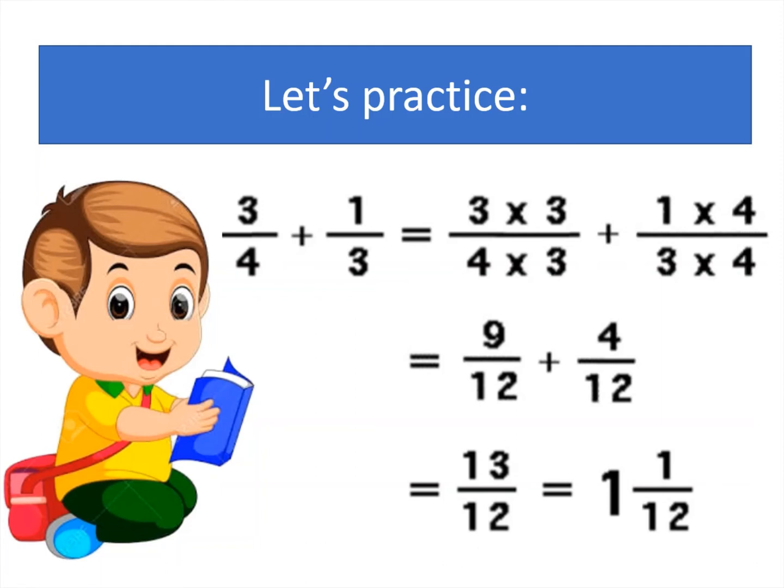So we shall make equivalent fractions. For this, we shall multiply. Our denominator is 12. So 3 4s are 12. 3 multiplied by 3 upon 4 multiplied by 4. That will be 9 upon 12.